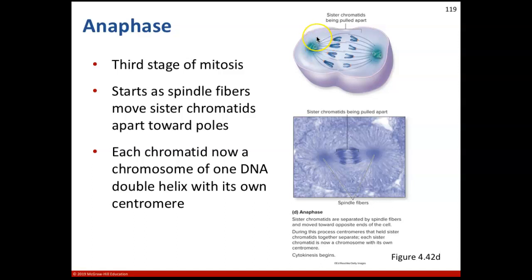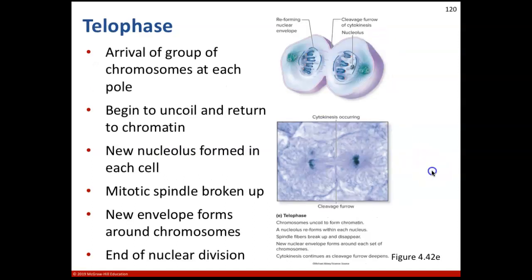Now for the third stage, anaphase, the spindle fibers start pulling these sister chromatids apart toward the poles. Each of the chromatids here is now a chromosome of 1 DNA double helix with its own centromere. And you can see this taking place down here as well. These are representative of the chromosomes. Here are the spindle fibers attaching and being pulled toward the opposite poles.